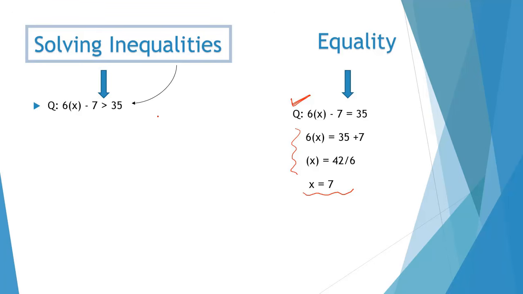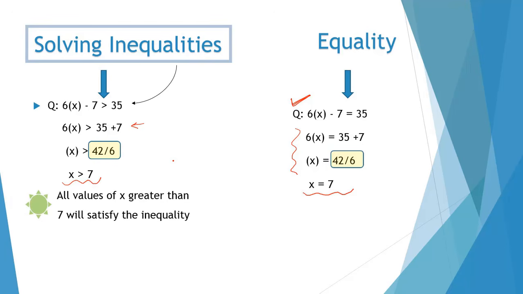When we solve the inequality, we perform the same steps. 7 is added at the right hand side and then 6 is divided at the right hand side and we get the answer x is greater than 7. All values of x greater than 7 will satisfy the inequality, which means that if you plug any value that is greater than 7, then left hand side will remain greater than 35.